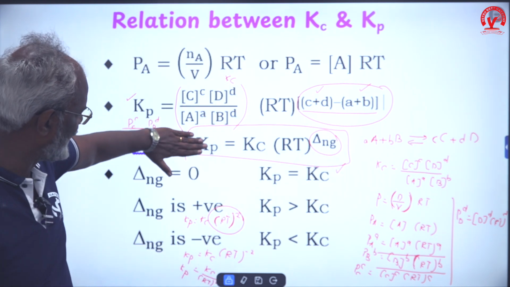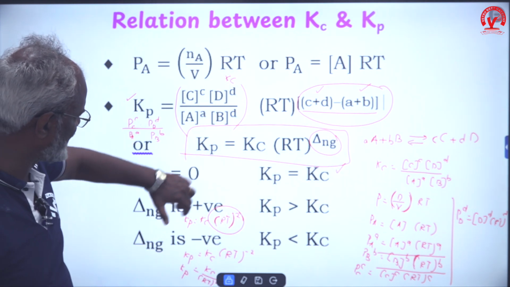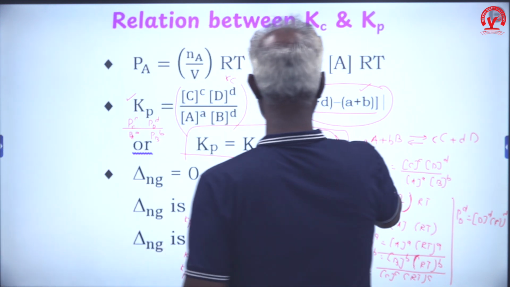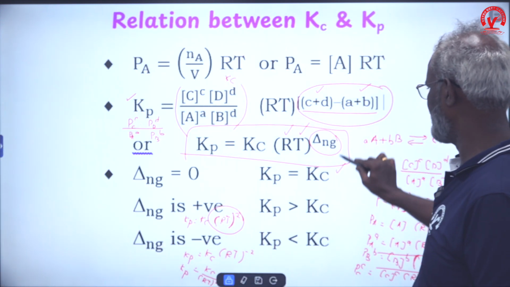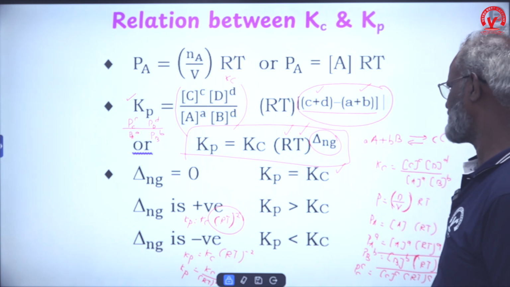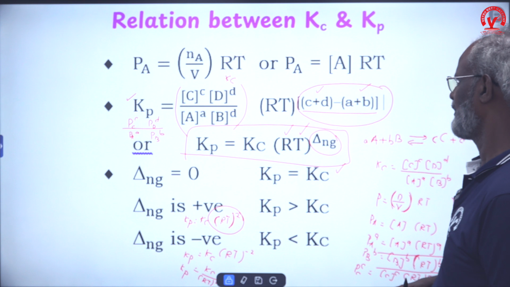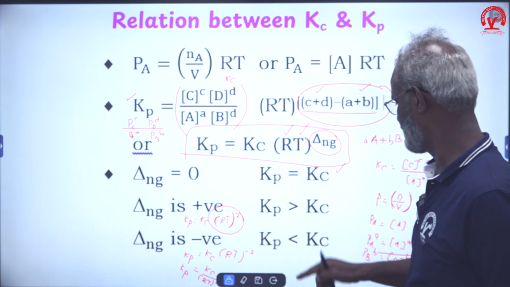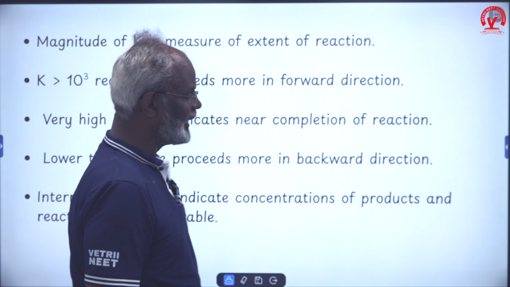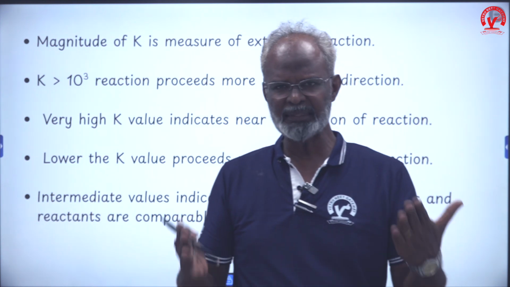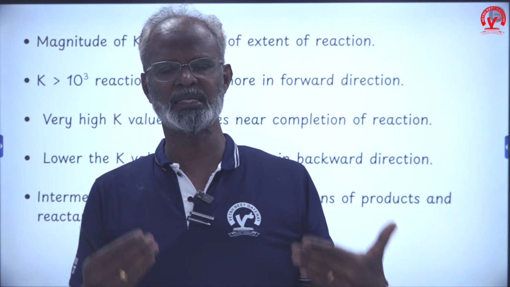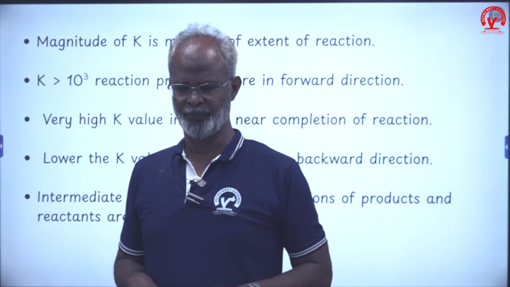Kp is the equilibrium constant based on partial pressure and Kc is based on concentration. R is the gas constant, T is temperature in Kelvin, and delta Ng, as you know, is the difference in number of gaseous moles of products and reactants. Okay, I think it's very clear. So now we must clearly know what this equilibrium constant signifies. From the equilibrium constant, what can we know?